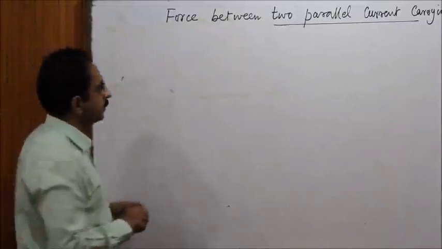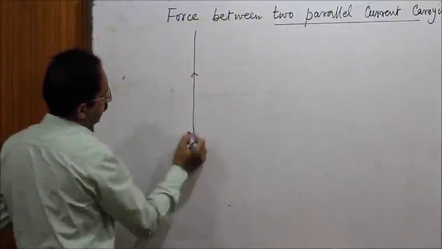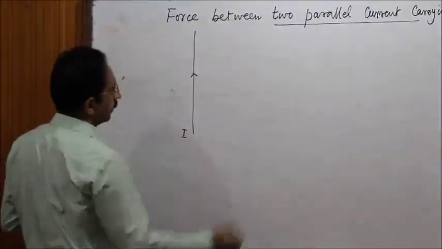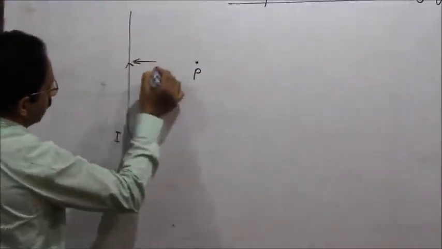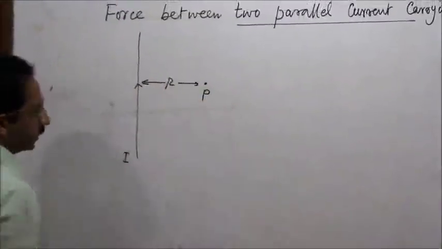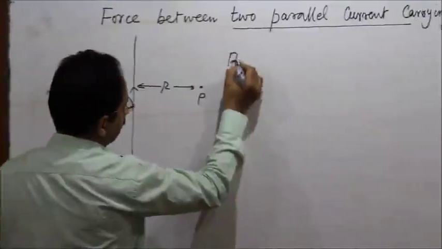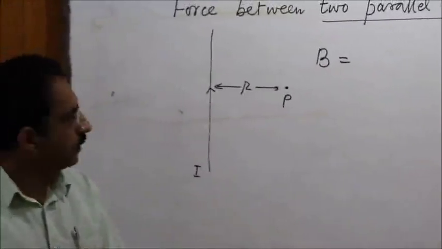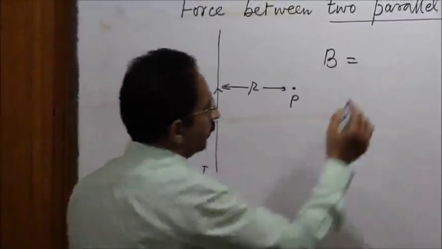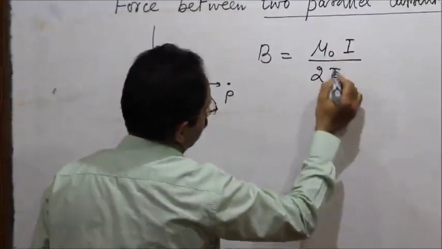The first concept is that if there is a conductor carrying a steady current I through it, then at a distance r away from it, there is a magnetic field produced. That magnetic field, for which we can derive an expression using Ampere's circuital law, comes out to be mu 0 I divided by 2 pi r.